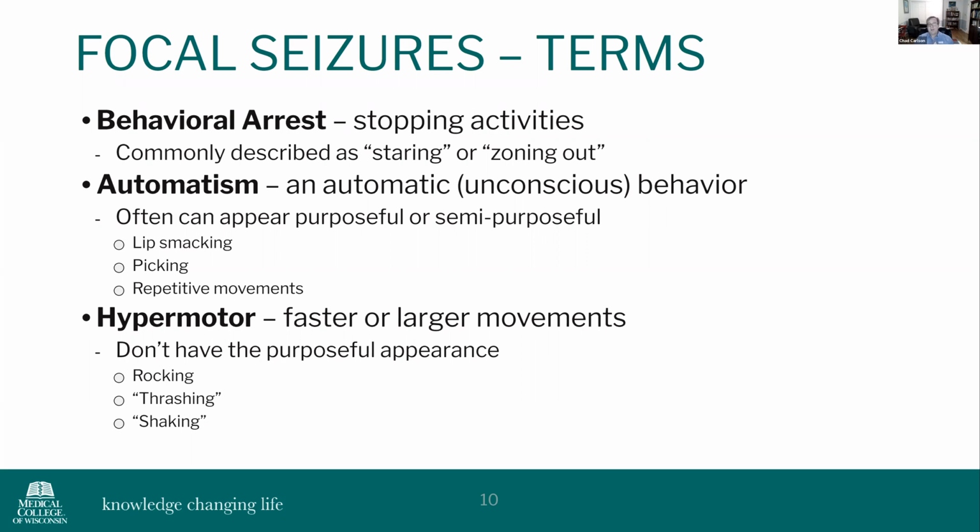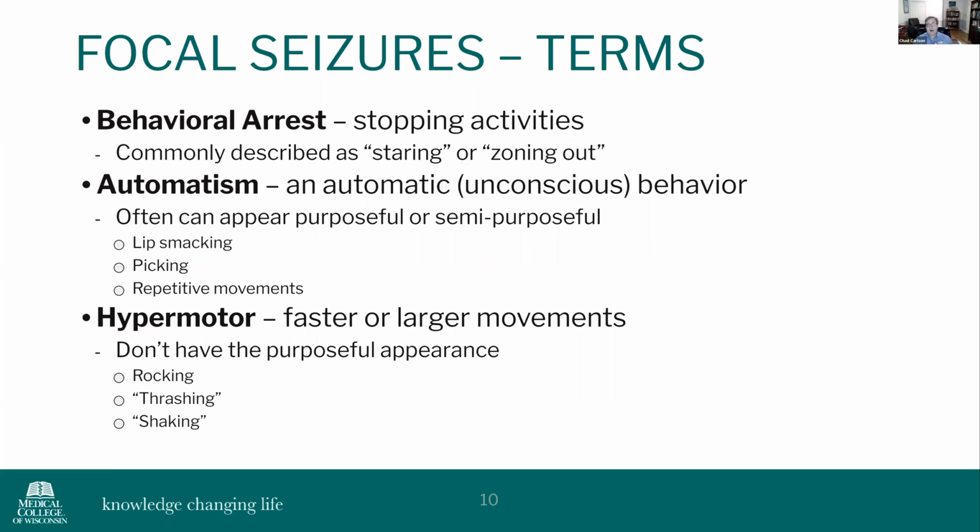Another term that you'll commonly hear, particularly with focal seizures, are automatisms. These are automatic, kind of unconscious behaviors. And when you see them, they often appear purposeful or semi-purposeful. Lip smacking, picking, so you'll sometimes see people pick repeatedly at like a button, or moving covers, rearranging things on the bed, repetitive movements, that when you see that movement just once or twice, your initial thought is, well, that's a movement that people do, that makes sense. But then you realize it's happening over and over, and there's not necessarily any purpose behind it. That's an automatism.